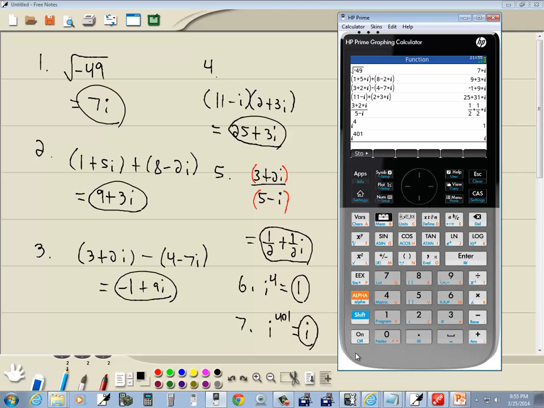Now this video is just showing you how to work with complex numbers on the HP Prime, specifically for what you run across in an algebra course, college algebra.